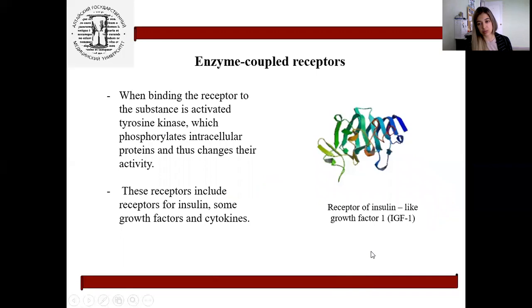Then enzyme coupled receptors. When the substance binds to the receptor, tyrosine kinase is activated. This is the enzyme which phosphorylates intracellular proteins and thus changes their activity. Actually, in this case, you have even fewer stages of effect. The receptor is directly connected to the protein, so it results in the activation of this protein. No more ions, no more different biochemical reactions are included in that.